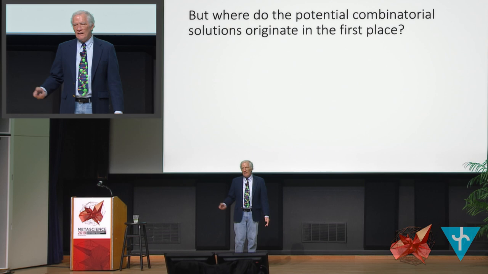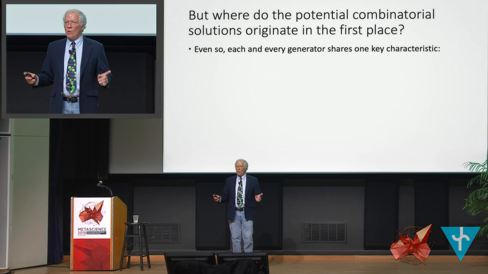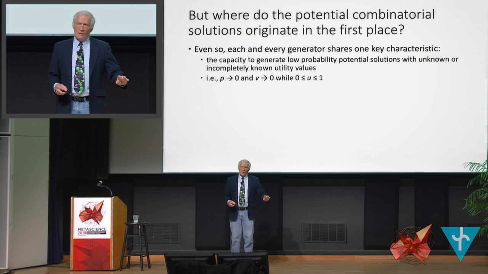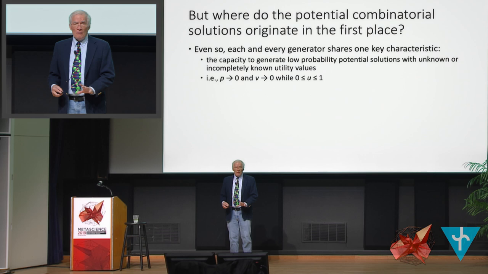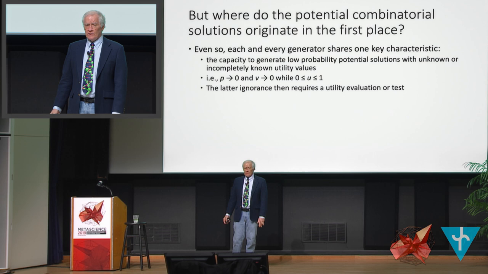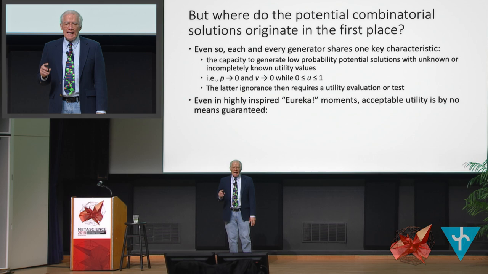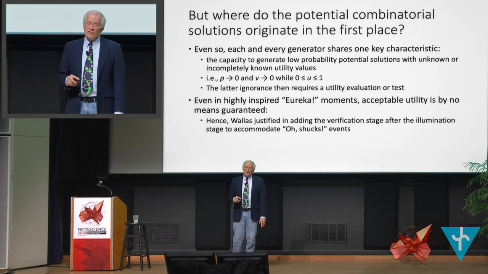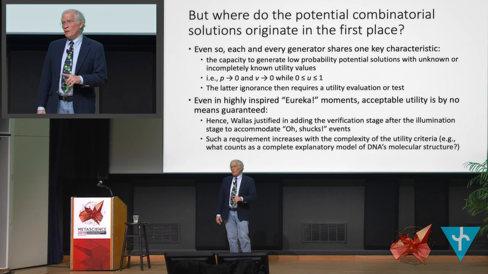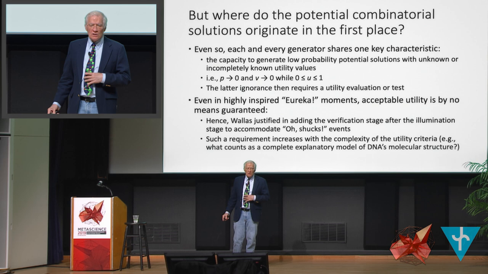Even so, each and every generator shares one key characteristic: the capacity to generate low probability potential solutions with unknown or incompletely known utility values. So the initial probability approaches zero. The prior knowledge of the utility approaches zero. But the utility could be anywhere in between, because you can't select, because you don't know what you're doing. You're doing research. And then the latter ignorance requires utility evaluation or test. Even with highly inspired eureka moments, acceptable utility is by no means guaranteed. Hence, Wallas is justified in adding the verification stage after the illumination stage to accommodate oh shucks events. Such a requirement increases with the complexity of the utility criteria, the utility function. Just think about what counts as a useful model of DNA. That's a really complex utility function.